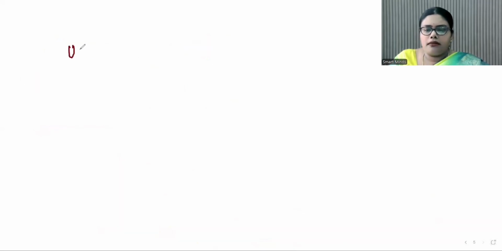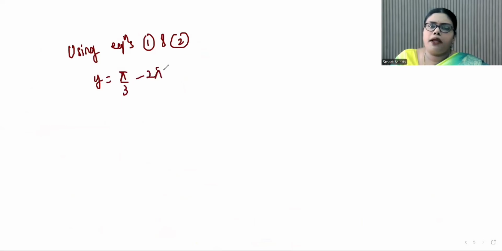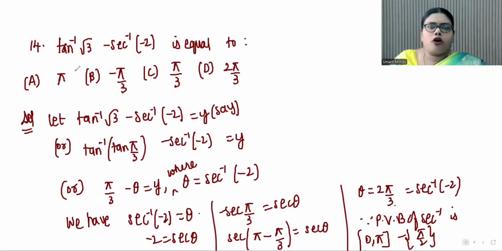So using equations 1 and 2, what do you get? y equals pi by 3 minus 2 pi by 3. That is minus pi by 3, which is option B.